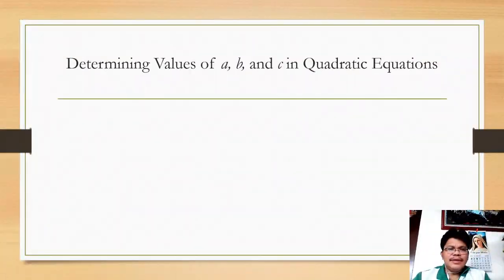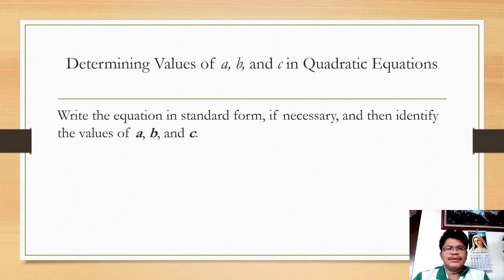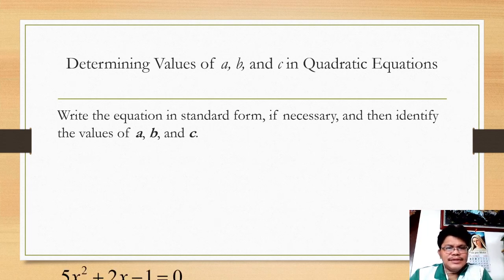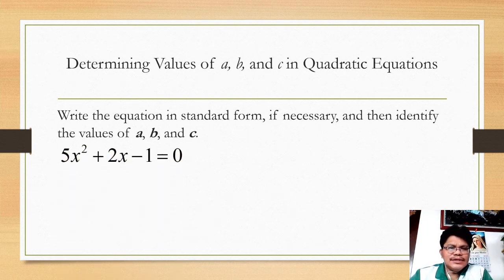So let us determine the values of A, B, and C in a quadratic equation. To determine the values of A, B, and C, see to it that our quadratic equation is in standard form, or in the form of ax squared plus bx plus c equals 0. Now, let us proceed to the first example. 5x squared plus 2x minus 1 equals 0.